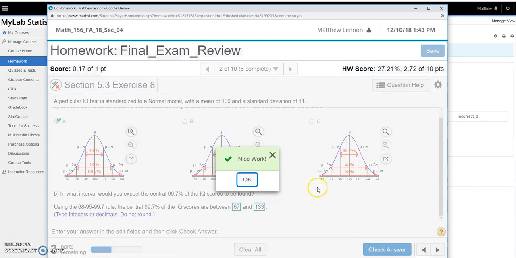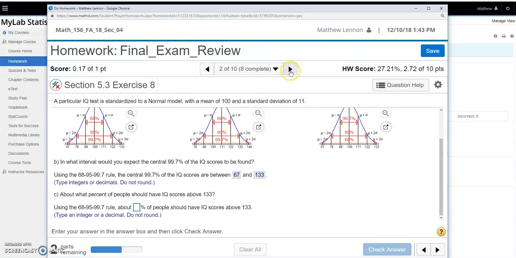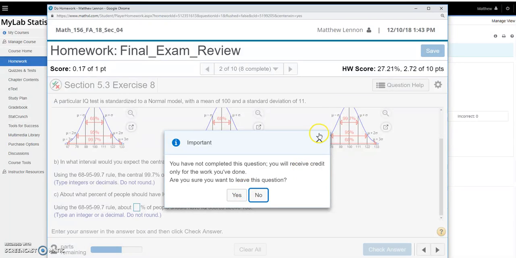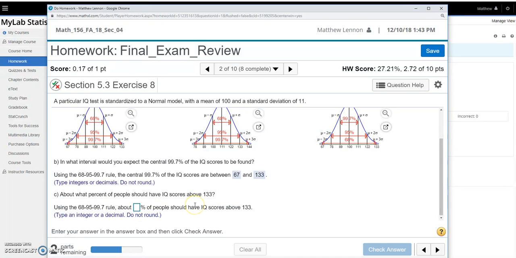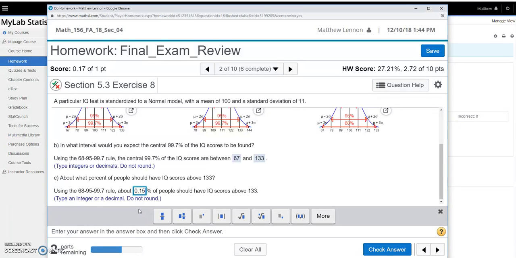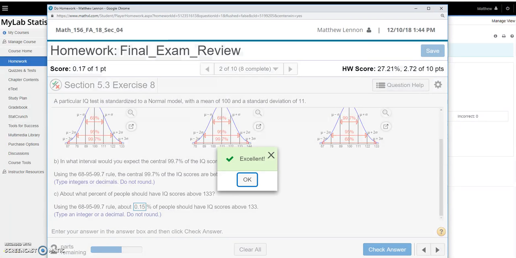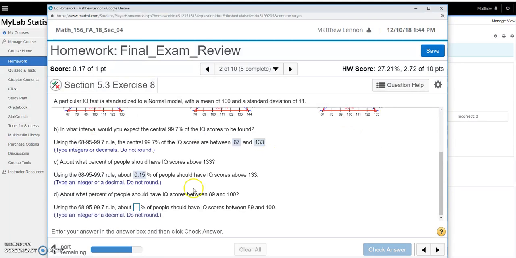So that's a pretty typical normal model type problem. And then, okay, what percentage of people have a score above 133? Remember, we broke them down into 4 parts. So you have the 34% part, the 13.5% part, the 2.35% part, and the 0.15% part. So above 133 is the smallest. That is 0.15%. For 89 and 100, you play the same game there.